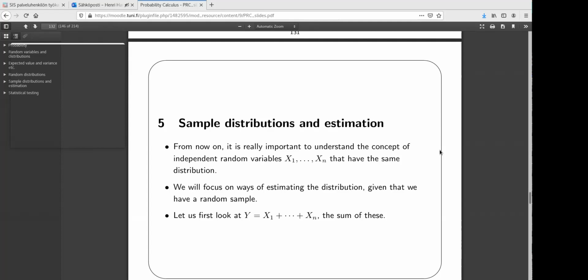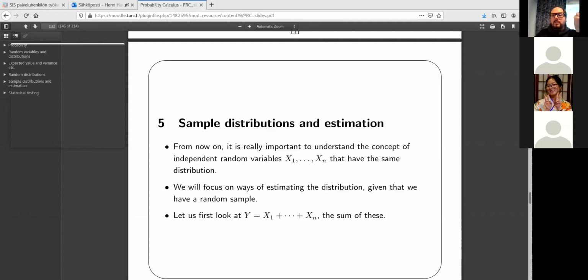It's important to understand these independent random variables that have the same distribution. So these are random variables in and of themselves. Up to this point, we've said that you are rolling a die, you bring your hand like this, and here is the die, you're going to roll it. This is your random variable, and then what comes out is the value of that random variable.